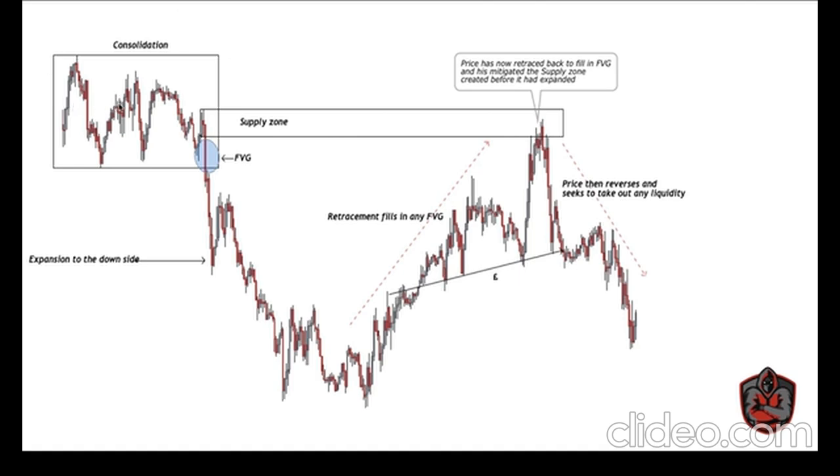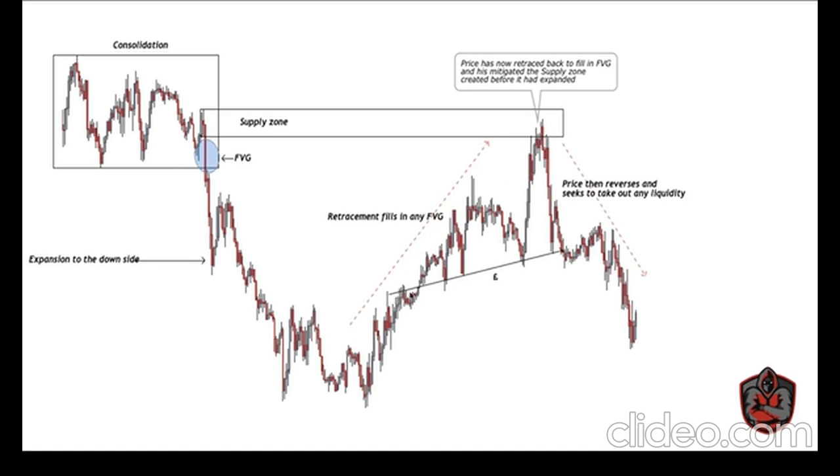Consolidation, expansion. Expansion would leave us an order block, or a zone. As you can see, it left us a supply zone, right? Number 2, retracement. Retracement fills in any fair value gaps, imbalances, inefficient price action. They're all the same thing. The retracement, what did it do? It fills in this inefficient price action. And number 4, reversal, seeks to take out any liquidity.